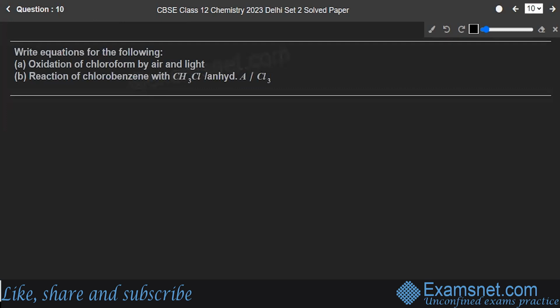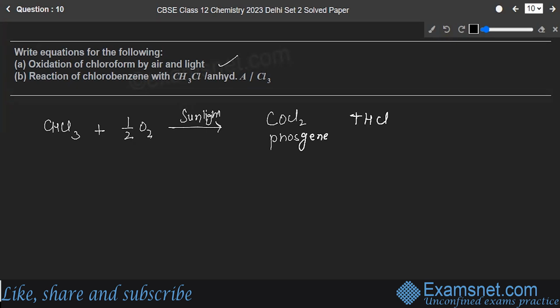You have to write the equations for the following. Oxidation of chloroform by air and light. Chloroform is slowly oxidized by the air in the presence of light to an extremely poisonous gas, carbonyl chloride, which is also known as phosgene. CHCl3 reacts with half a molecule of oxygen in the presence of sunlight to give you phosgene, which is COCl2, and HCl. This is carbonyl chloride.